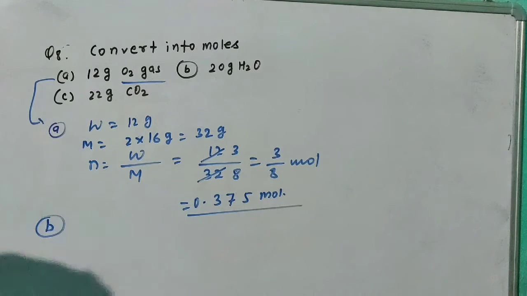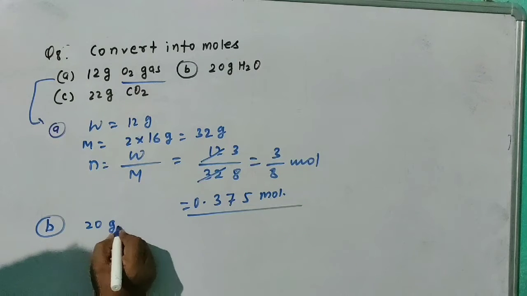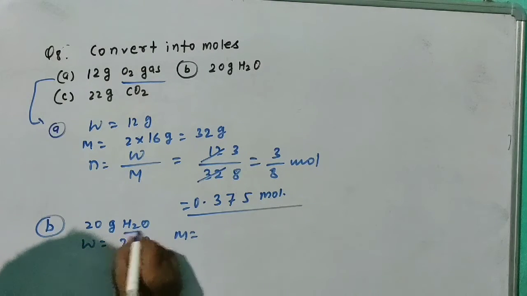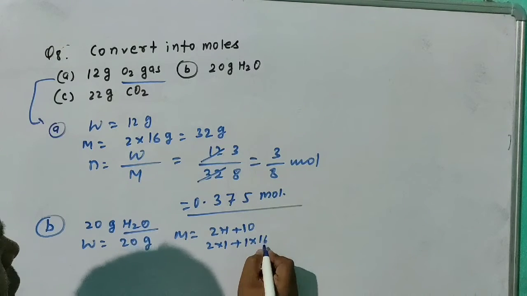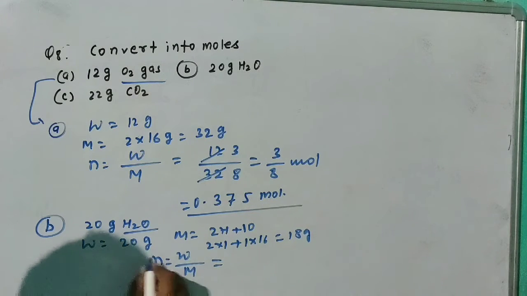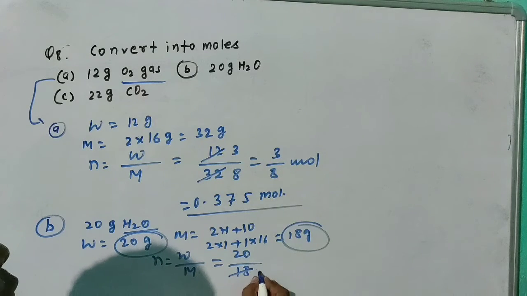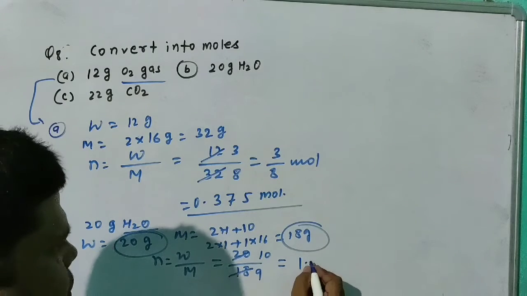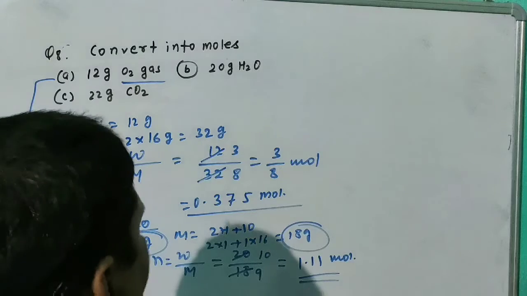Next, B. B is 20 gram H2O. So given mass, that is 20 gram, and molecular mass of H2O, 2 hydrogen and 1 oxygen: 2 into 1 plus 1 into 16, that is equal to 18 gram. Number of mole is equal to given mass upon molecular mass. Mass is 20 upon molecular mass 18, this is equal to 1.11 mole. This way we can calculate.